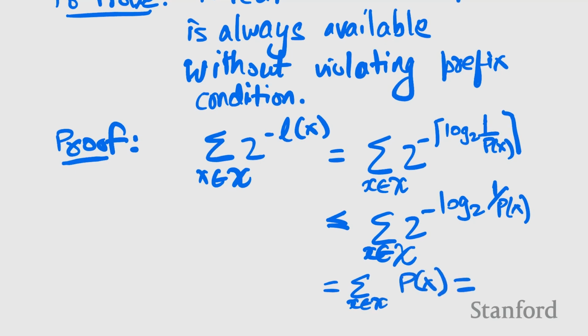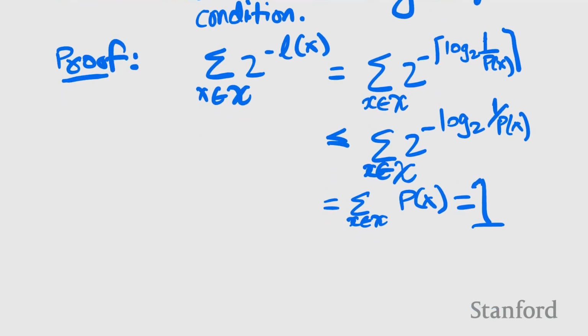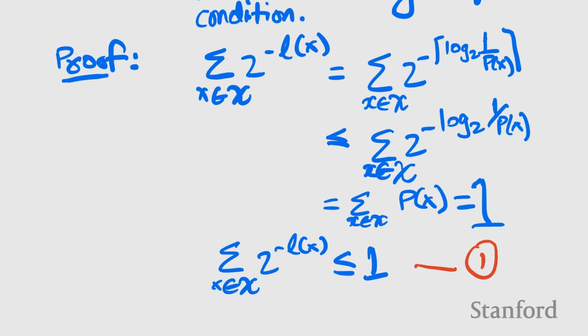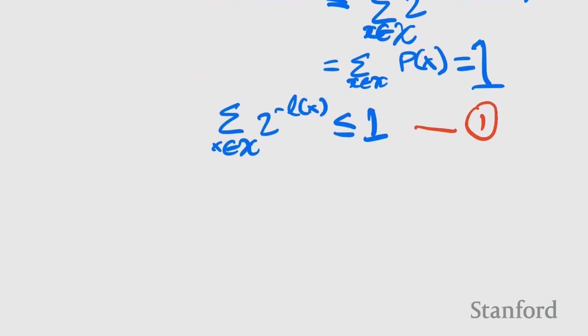What is the sum of probabilities? 1. Yes, I'm saying ones. Okay, 1, right? So let me note this down as 1. Sum of 2 power minus lx is less than or equal to 1, right? This is 1. Okay. Let's keep going.